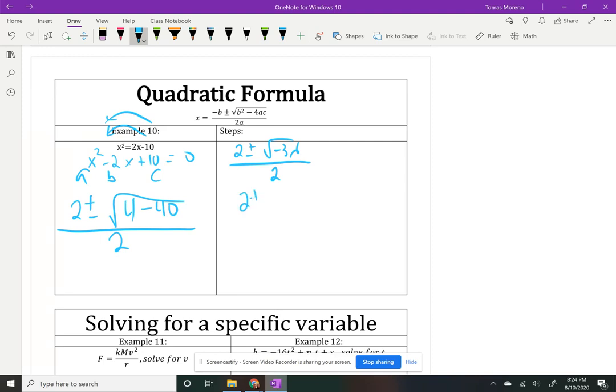So we take out the negative. Remember, we take out the negative, and this becomes an i. Well, this is all over 2, guys. So then we know the square root of 36. So we have 2 plus or minus 6i over 2. We could reduce, and we get 1 plus or minus 3i.